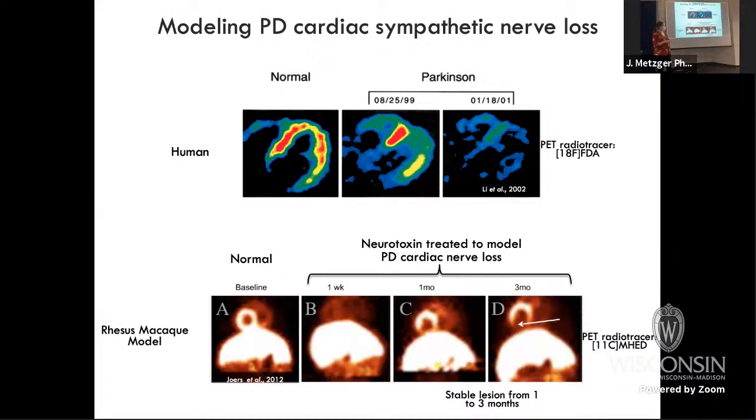We did have some recovery of the presence of sympathetic innervation in the heart from 1 week to 1 month. By 3 months, the lesion had really stabilized between these two time points. But you can see here what resulted is a loss of sympathetic innervation in the heart of this monkey that, similar to Parkinson's disease, was non-uniform. So not all parts of the heart were equally affected, but the toxin was very effective at creating this PD-like representation of a loss of sympathetic innervation in the heart, in this case, in a rhesus macaque.